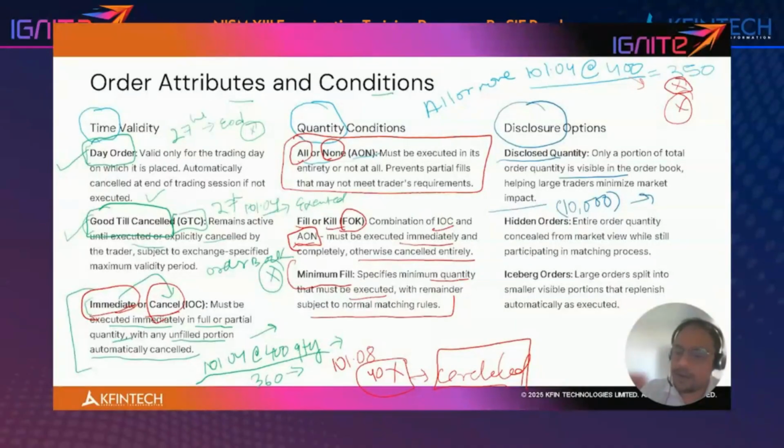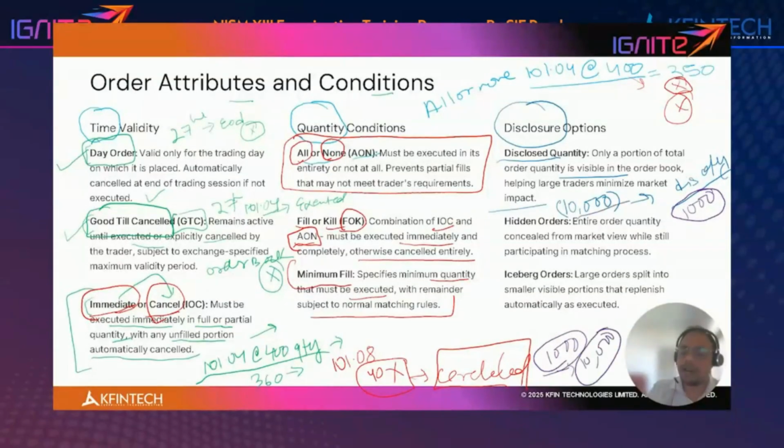So there is one more field given by the exchange, which is the disclosed quantity. How much I want to disclose from this. So suppose I want to sell 10,000, but I will disclose that I want to sell only 1,000. So in the order book, it will come as 1,000, but behind it will actually be 10,000 shares. So this is basically to hide your large trade.